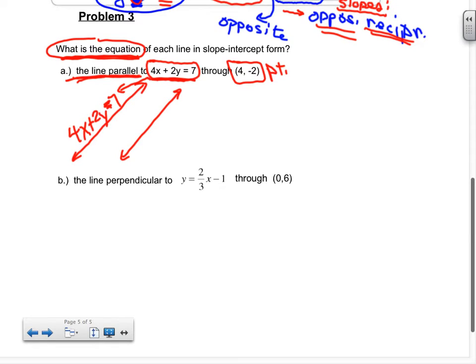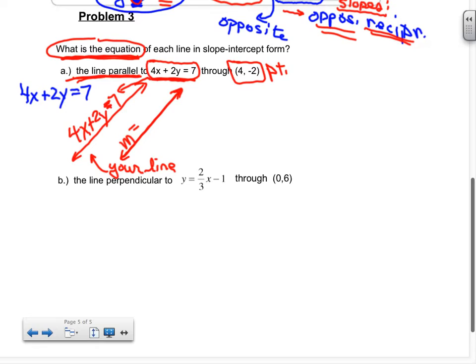So this is your line. Your line is parallel to this line. So your line, you should know the slope of it. It is the same slope as this line over here. Now you can't see where I'm pointing, but all I mean is this line right here, 4x plus 2y equals 7. So what you need to do is get the slope off of this line.